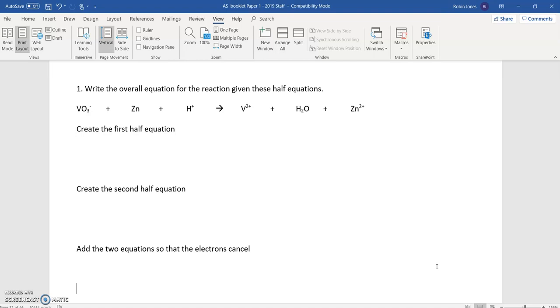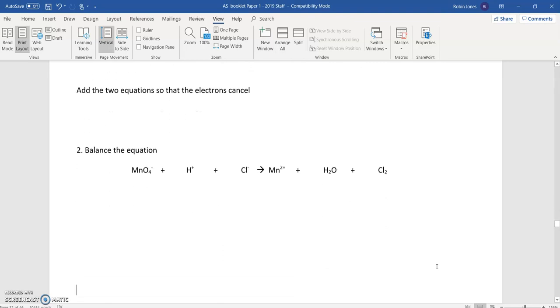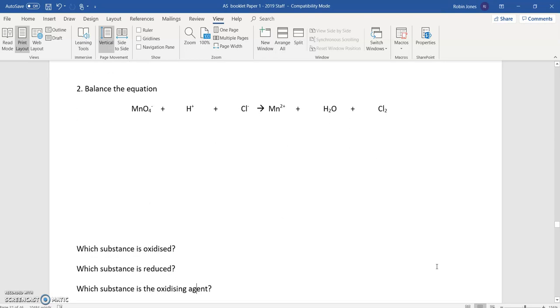I need to balance all of the atoms and then put electrons on one side. The other half equation, Zn, can only go to Zn2 plus. I need to put some electrons in, and then I need to balance the electrons on either side by multiplying through so that there's the same number of electrons in each half equation. Then I add the two half equations together and cancel the electrons. So I add everything on the left of both, everything on the right of both, and the electrons cancel. Then I've got to do the same with the other one.